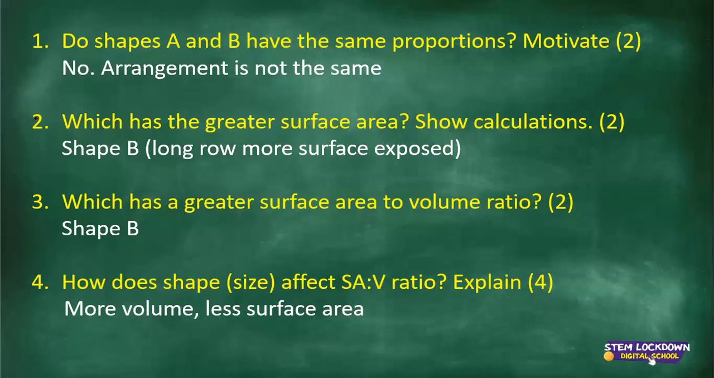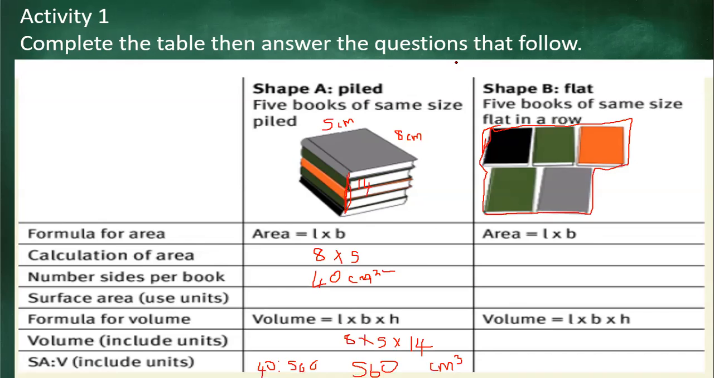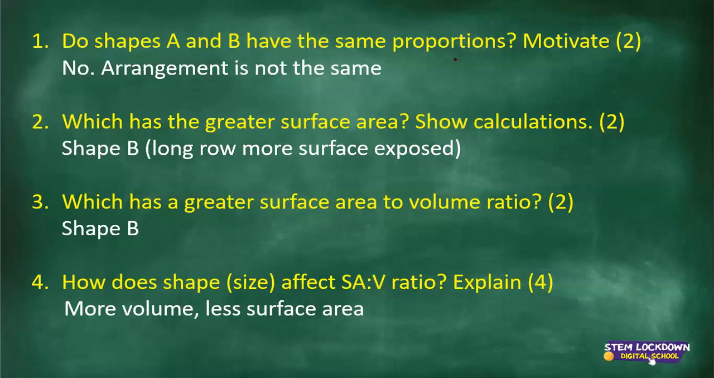And then, do shapes A and B have the same proportions? The proportions in these shapes A and B, are they the same? No, they are not the same because the arrangements differ. That's what we discussed. Here they are piled, here they are put flat in a row. So because of the arrangements, it would affect what? The proportions, meaning the measurements as well when you calculate.